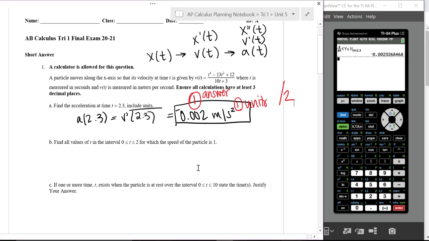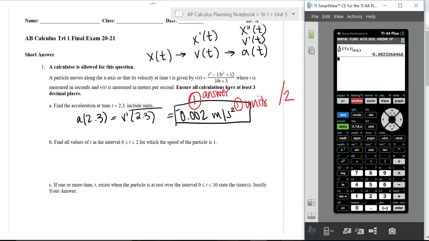Find all values of t in the interval 0 to 2 where the speed of the particle is 1. All right, so I'm going to go over here to window. Let's go to zoom, and let's go to zoom fit. It got a lot, so I'm going to go back to window and start adjusting a little bit. I probably don't want a y-max of 115, so let's give something more reasonable, like -5. There we go, this gives me a better idea of what's going on. We're looking from 0 to 2.